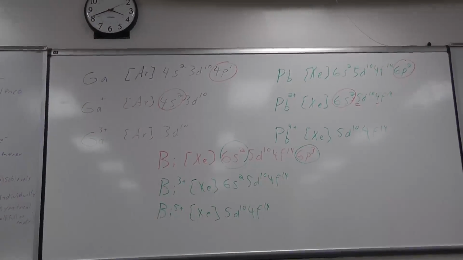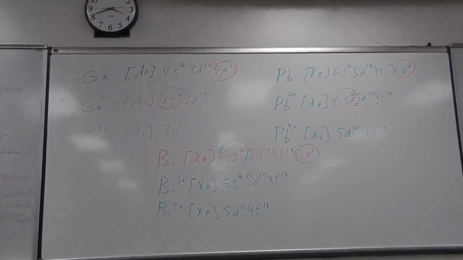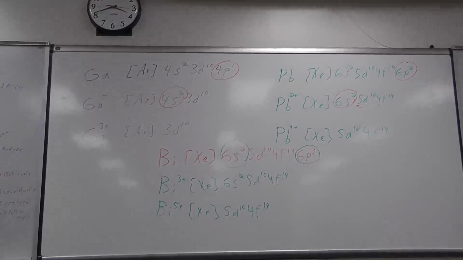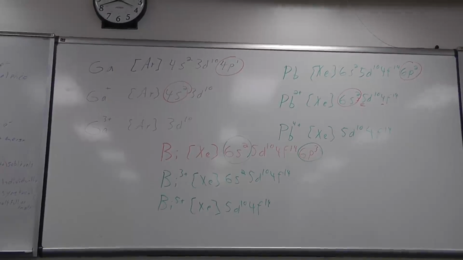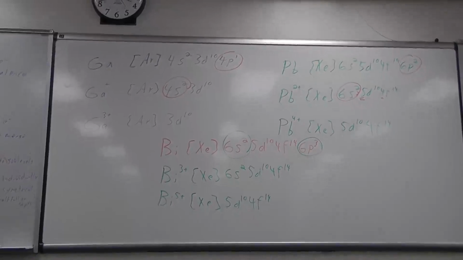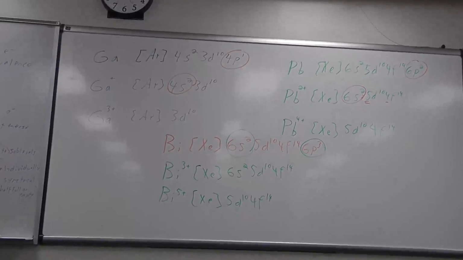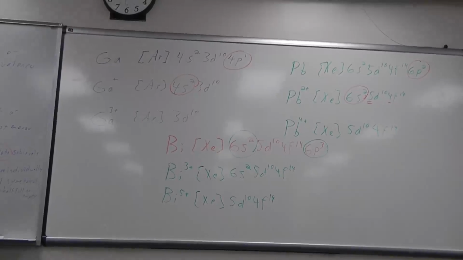5. Because on bismuth 3, the outer level's level 6, and there's only 2 electrons there. But on bismuth 5, the outer level's level 5, and inside that xenon abbreviation is a 5th level octet. All right? So bismuth 5, the higher of your charges, is the more stable one, because that's the one that has the octet.